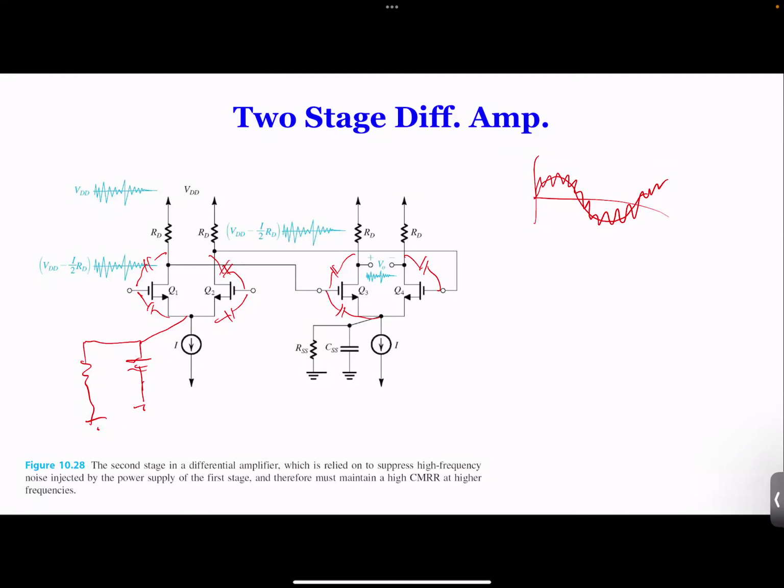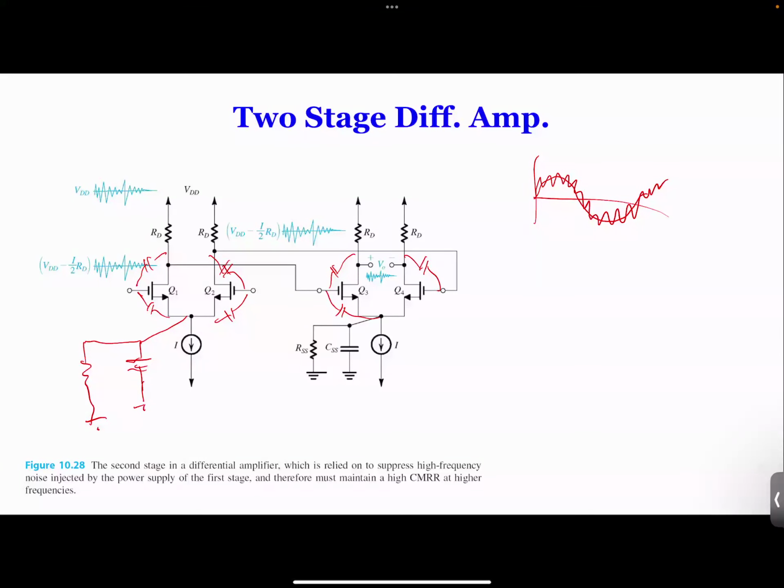That's the same thing in amplifier. If the noise is a small percentage of your actual signal, it's okay. But if it's comparable to your signal, it's going to be in trouble. So that's why it gets amplified.